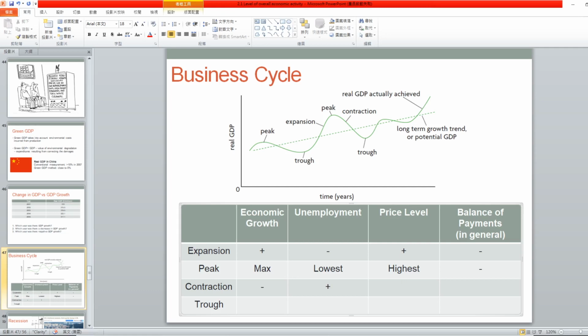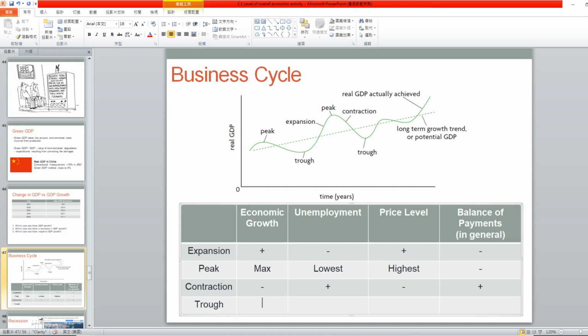Okay, and the price level will go in the opposite direction. So you will see the price level will be going down. Yeah, right. And for the balance of payment, it is just the opposite direction, right? So here, very quickly, let me finish the rest of it.